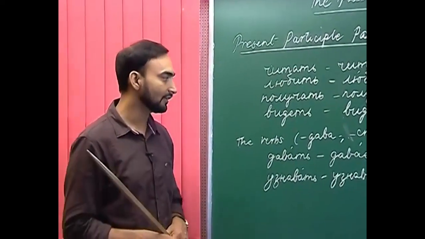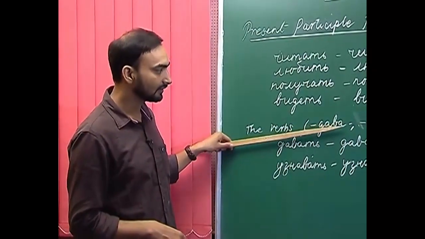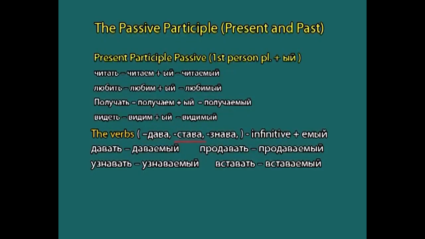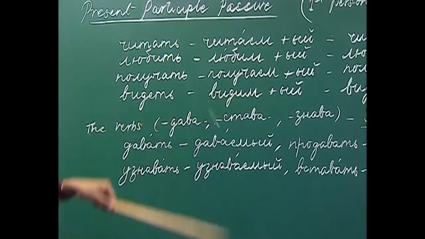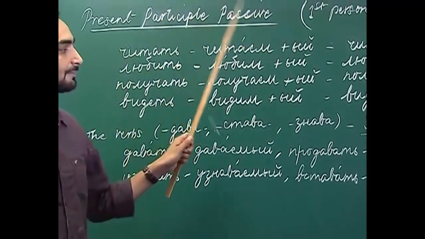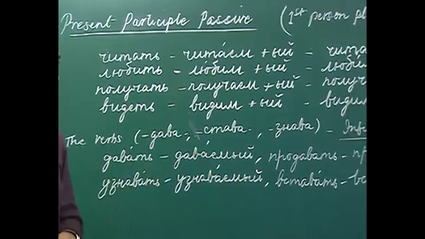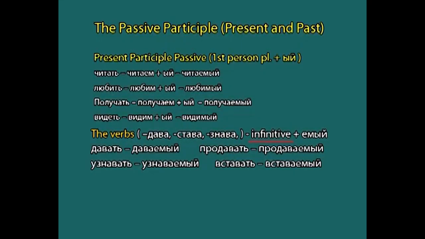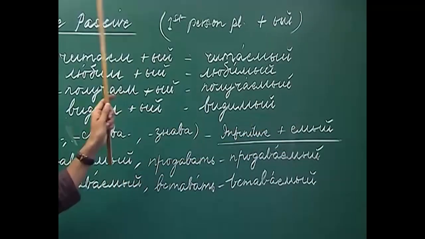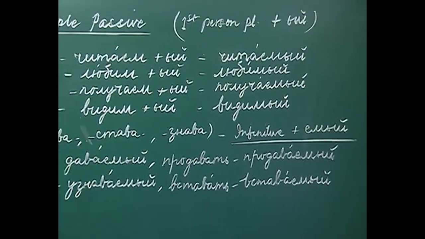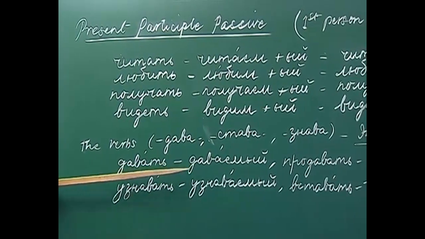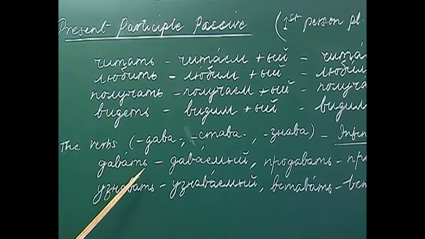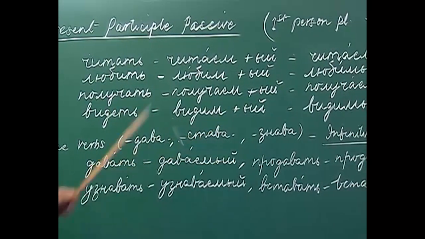Now, there are certain verbs with the endings -давать, -ставать, -знавать. If you come across the verbs with these endings, then the present participle passive will be derived from their infinitive forms. So, first you will take the infinitive form, drop the ending and add -емый at the end to get its present participle passive. For example, давать, давать is to give. So, drop the ending ть and the soft sign and add -емый, даваемый.